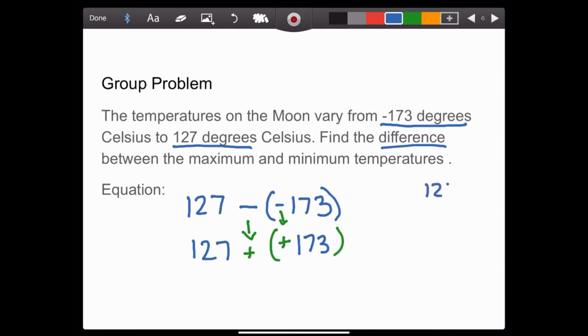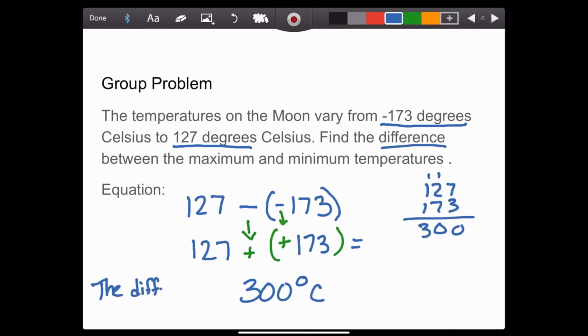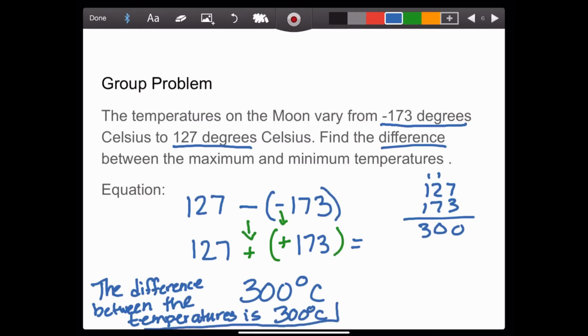So I'm going to do this over here. So you get 10, 10, and 300. So the difference in temperature is 300 degrees Celsius. And so I would say the difference between the temperatures is 300 degrees Celsius. Okay, and that's my answer.